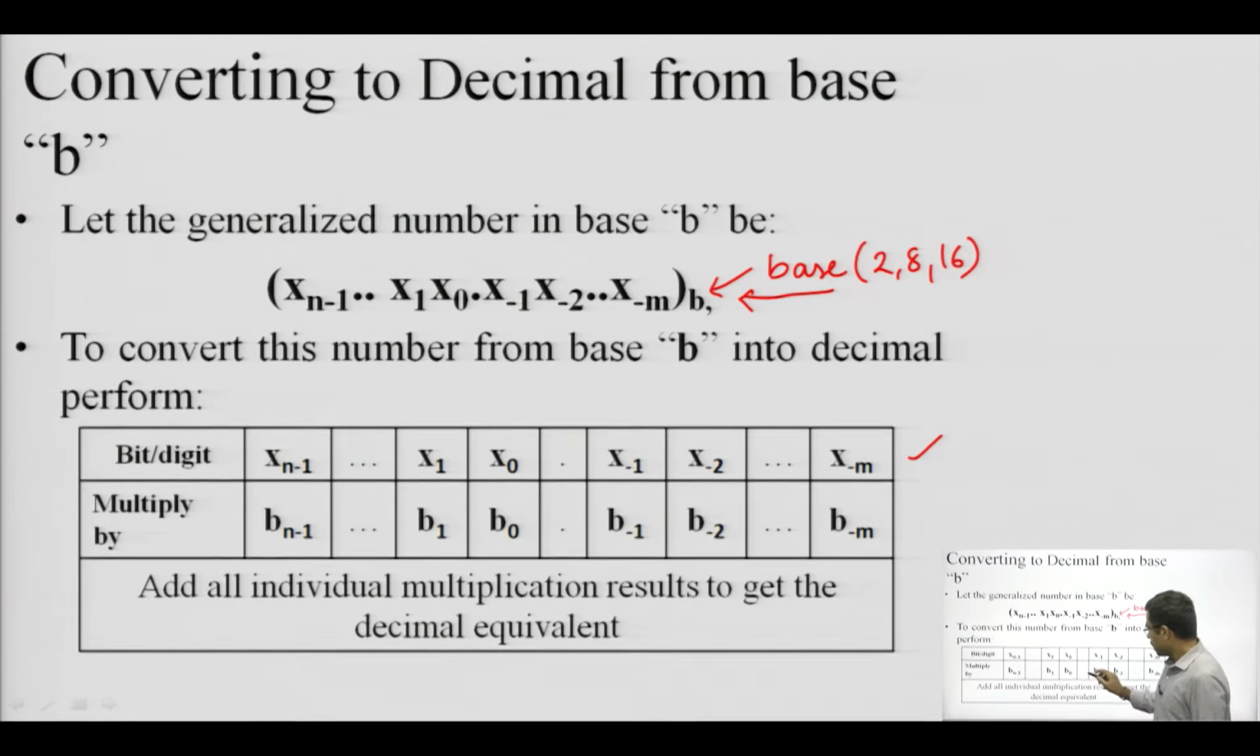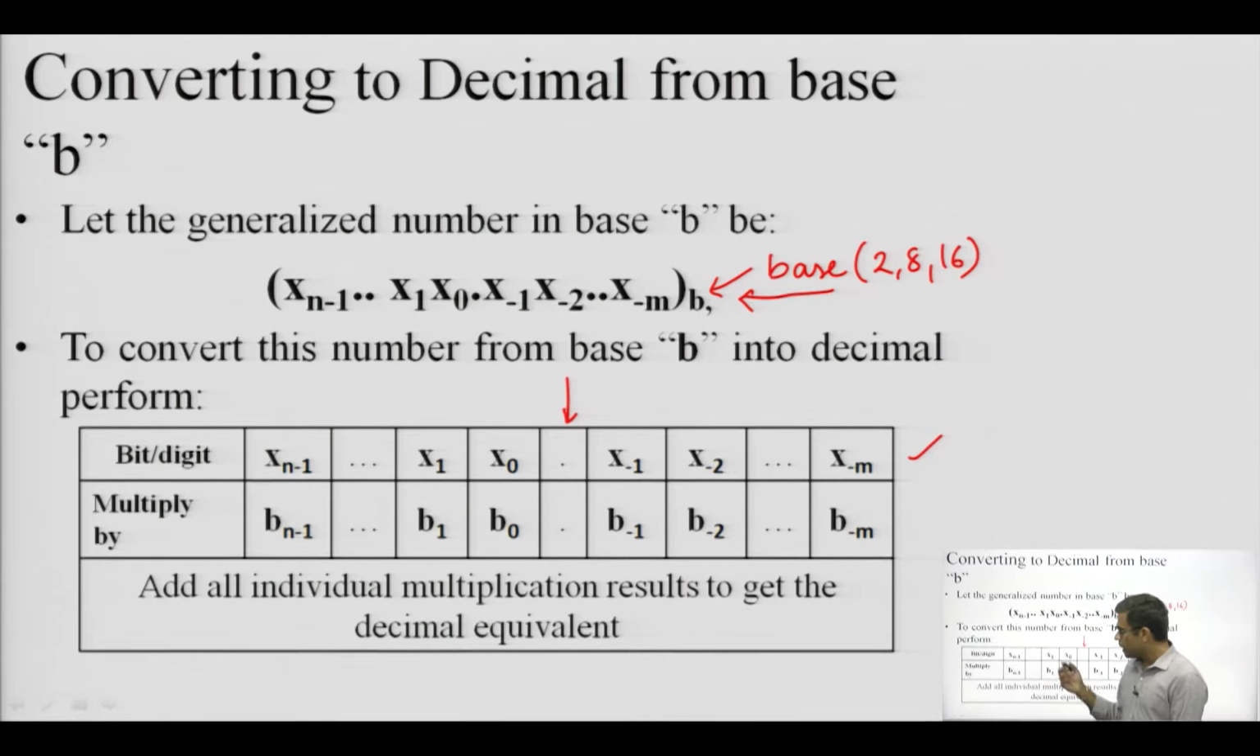So, if we consider this fractional point as the reference, anything on the left of it will be arranged in increasing powers. So, increasing numbers 0, 1, 2 and up to n minus 1. Similarly, here x minus 1, minus 2 up to minus m, that means there are n bits in the integer part and there are m bits in the fractional part.